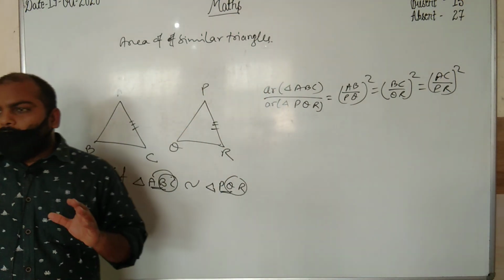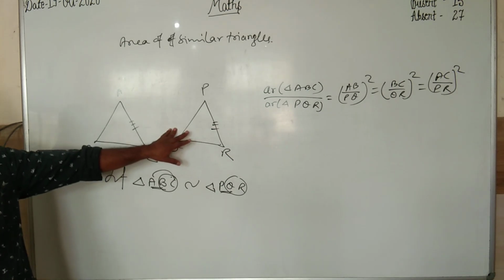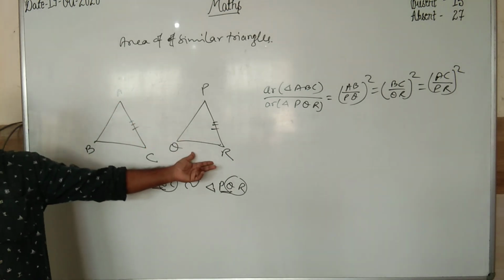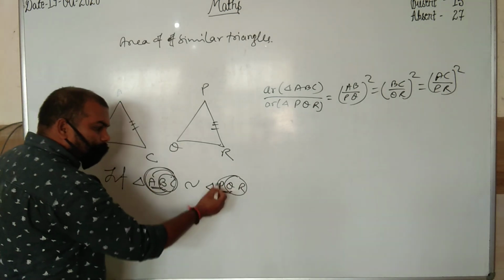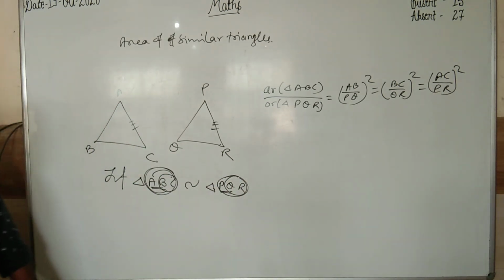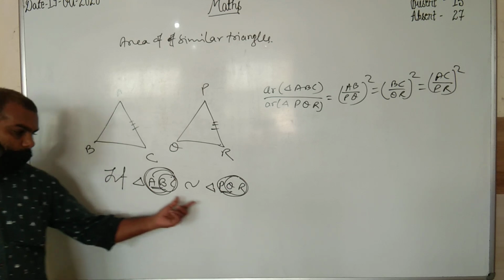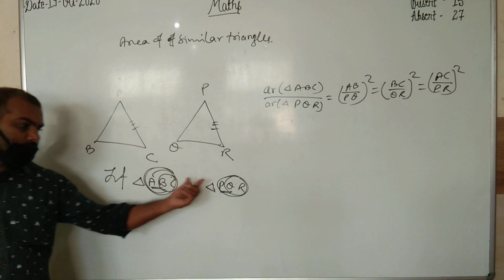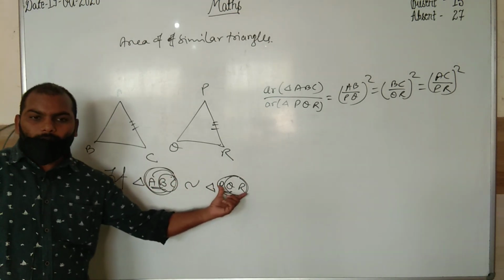Clear? We need to look for the corresponding sides. We cannot take AB corresponding to QR. Once similar is given, that means the names are in an order, so we will choose the names from that order only. If you are taking AB, here we will take PQ. If you are taking BC, we will take QR. If you are taking AC, then PR.